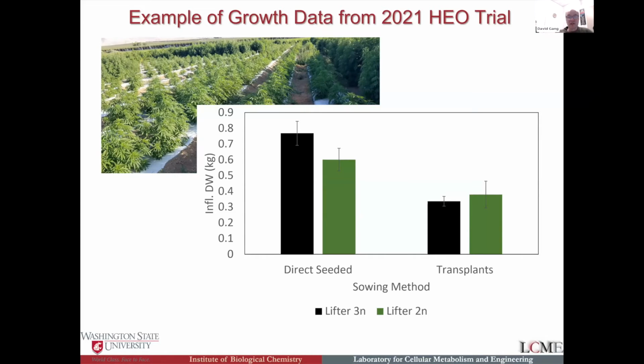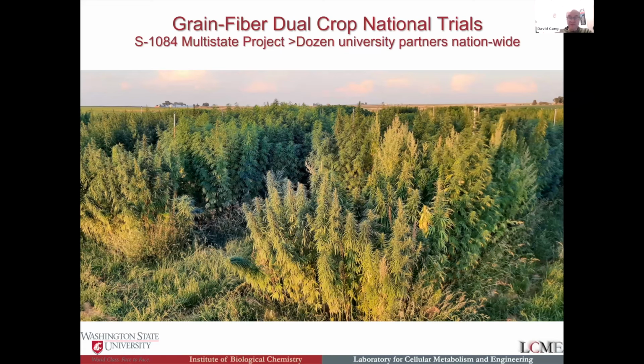All right, we're also involved in the grain and fiber and dual grain fiber variety trials. This is led by the multi-state project, what's called the S1084 project. There's over a dozen universities nationwide that are involved with this. We grow ours like this in these 10 by 20 foot plots.